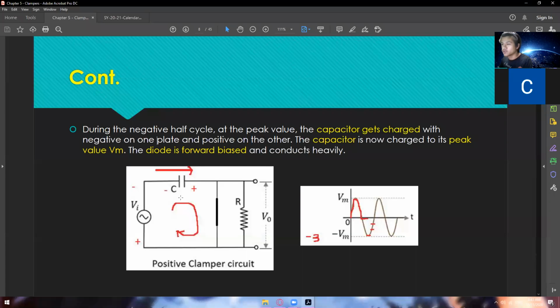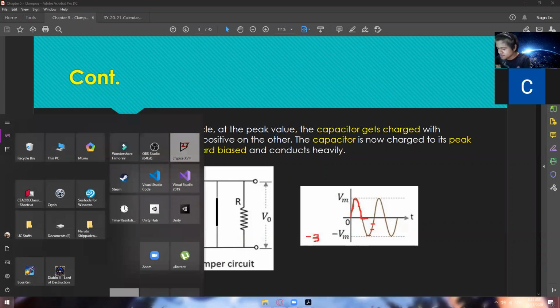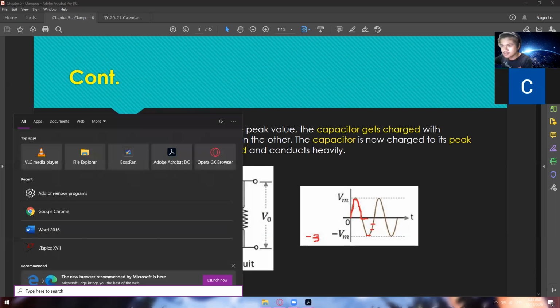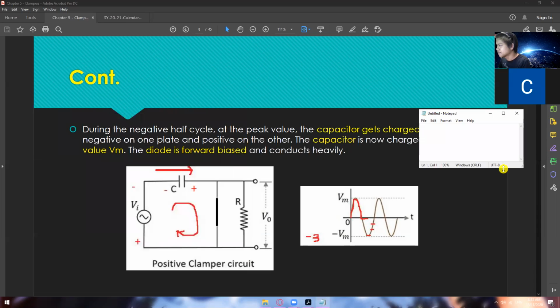Okay. So it will be charged negatively, and then it will leave the capacitor positively. Okay. So yeah, that's the second step. Okay, so now let me just write this one so that we can remember.